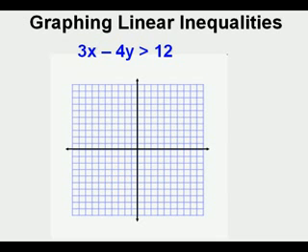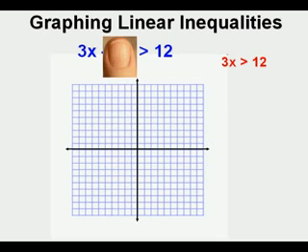I like to graph lines in standard form by finding the x and y intercepts. To find the x-intercept of this boundary line, we can cover the y term with our thumb and see what's left. We have 3x equals 12, so we can write that off to the side. We divide both sides by 3 and get x equals 4. We mark the x-intercept at x equals 4.